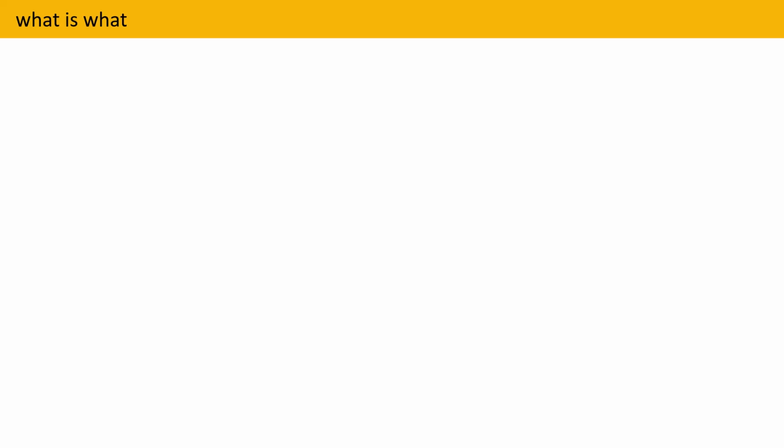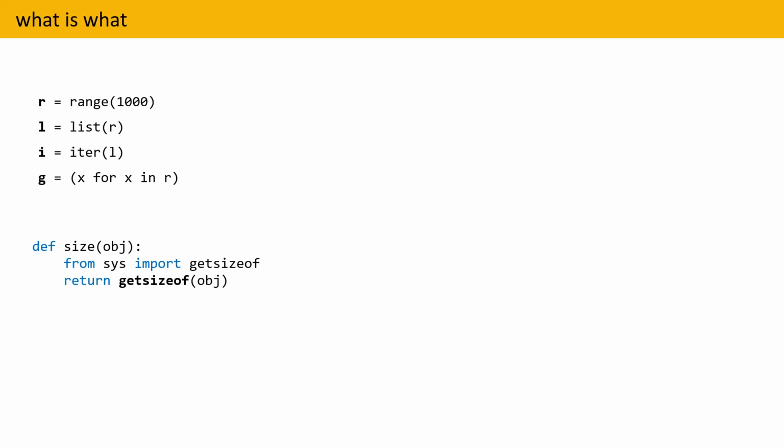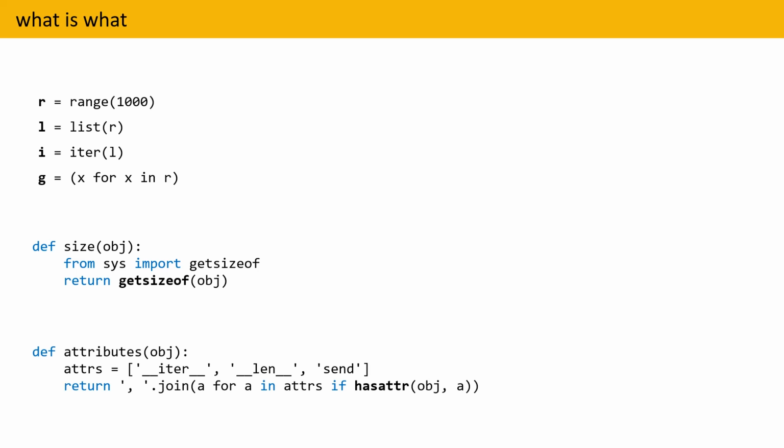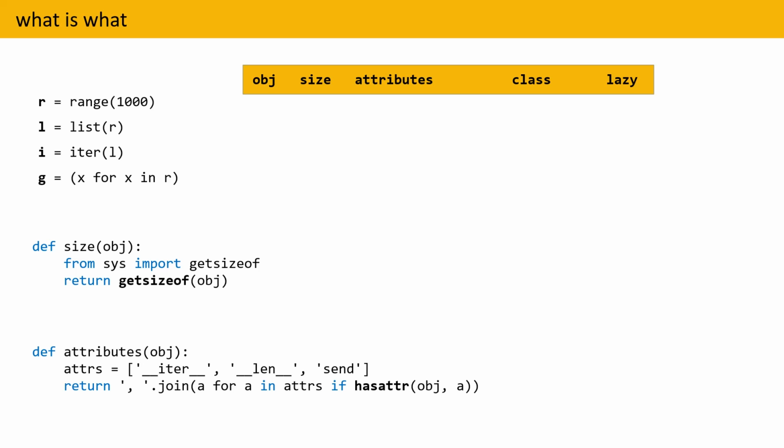Let us have a closer look at the differences between these classes. Here we create a range object R, a list L, an iterator I over list L, and a generator G. More about the generator syntax later. We can use getsizeof of the sys library to compute the size of an object in bytes. And we can use hasattr to check which methods are supported by an object. Here is a table where we compare the size, attributes and class of the objects and whether they are lazy or not.